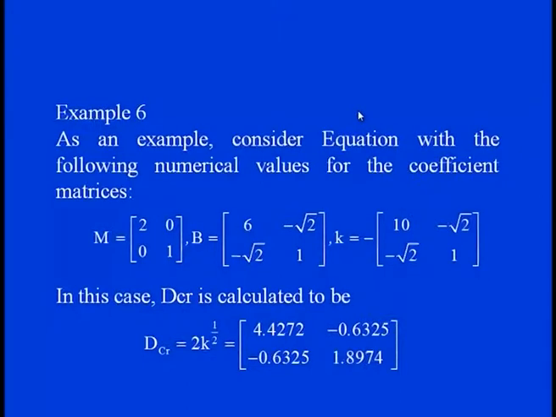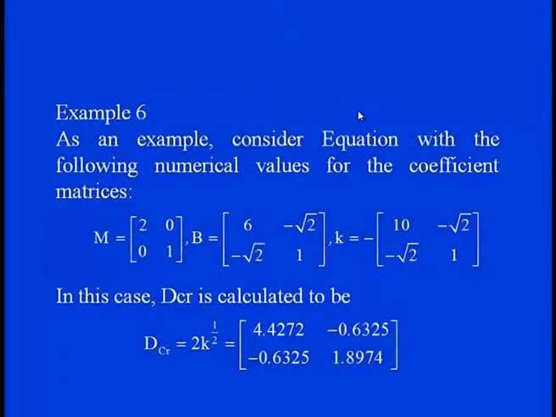In the last example, we are now considering a different kind of matrices. You have the mass matrix, the damping matrix, and the stiffness matrix together. We would like to calculate for a multi degree of freedom system, where the matrices are given, what exactly the damping ratios are and what the critical damping is. So critical damping is d critical equals 2 k to the power half.